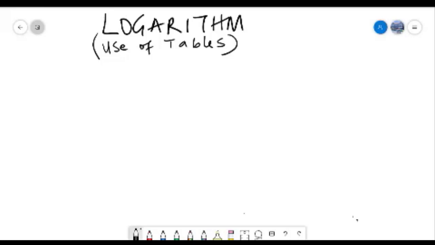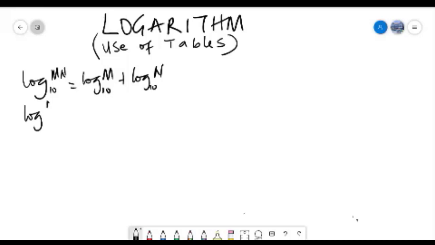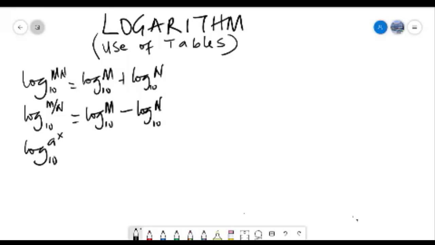So, in the last class, we started looking at logarithm and we looked at the laws of logarithm. We looked at the relationship between the indices and logarithm, and we saw that log mn to base 10 is the same as log m to base 10 plus log n to base 10. We also saw that log m over n, for instance, is the same as log m to base 10 minus log n to base 10. We also saw that log a raised to power x to base 10 is equal to x log a to base 10.